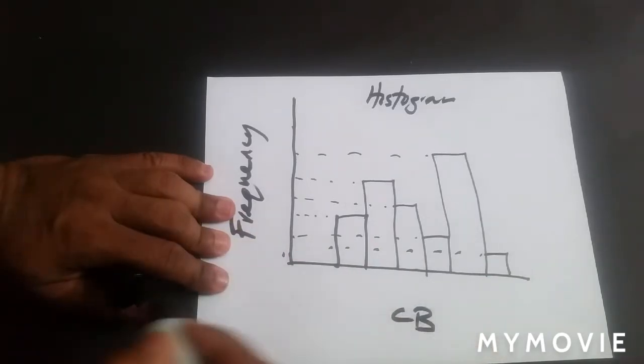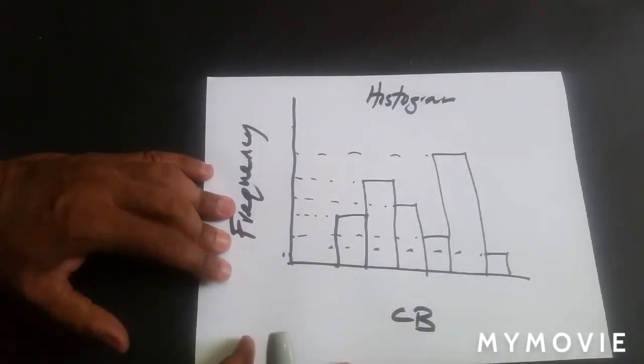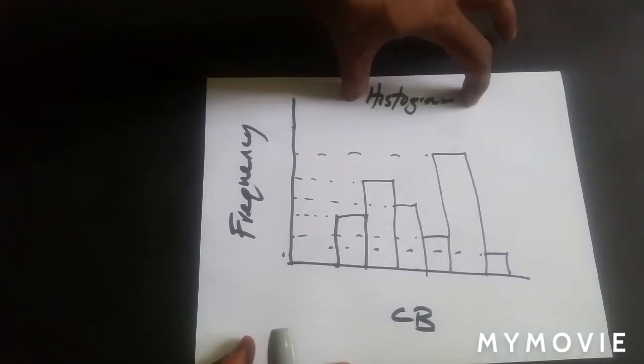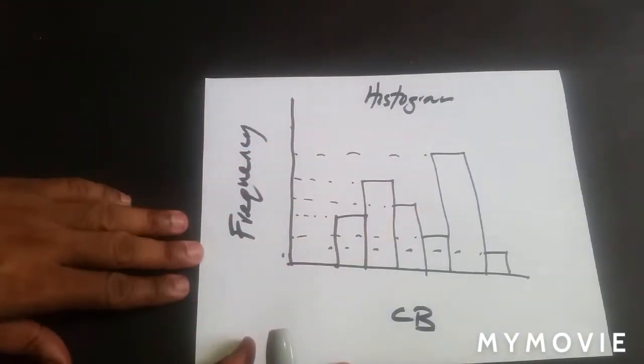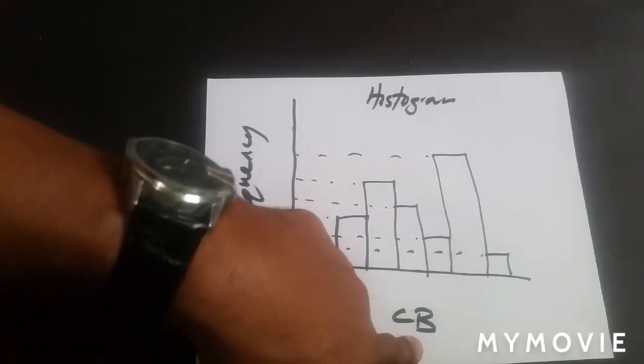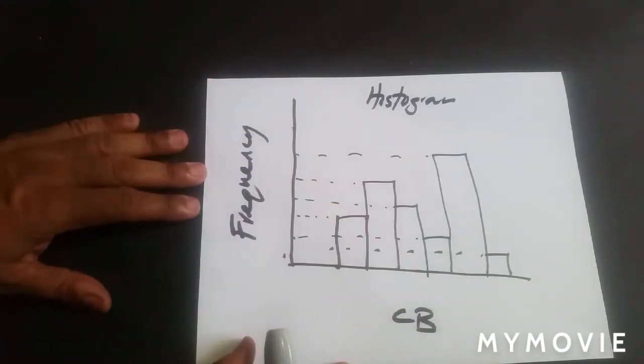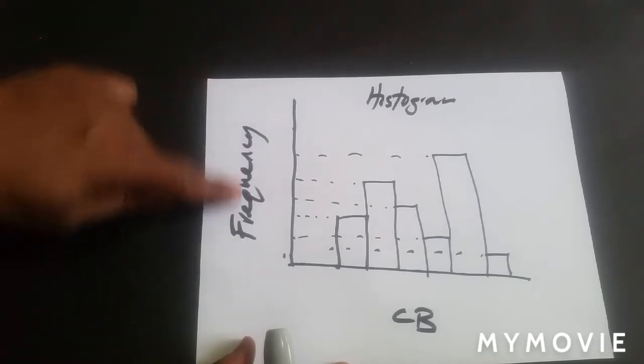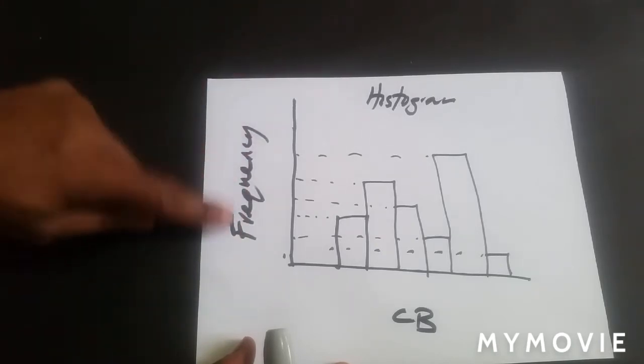So essentially, in a nutshell, in order for us to construct a histogram, we're essentially going to be plotting the frequency against the class boundaries. When we did the cumulative frequency curve, this axis was the cumulative frequency. So that's a big difference with the histogram.